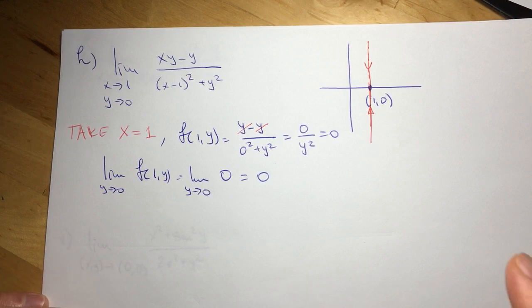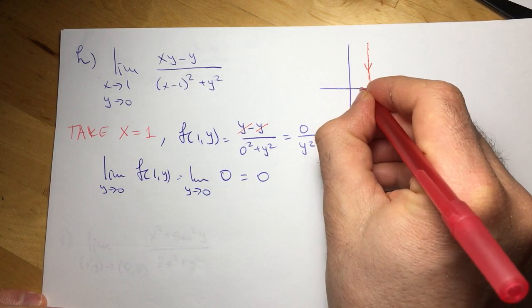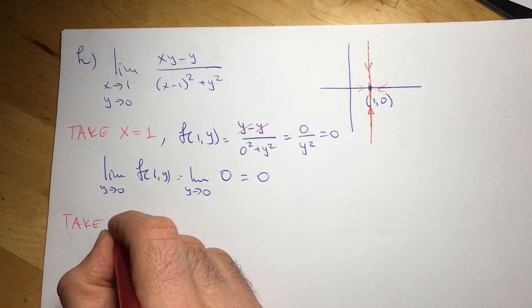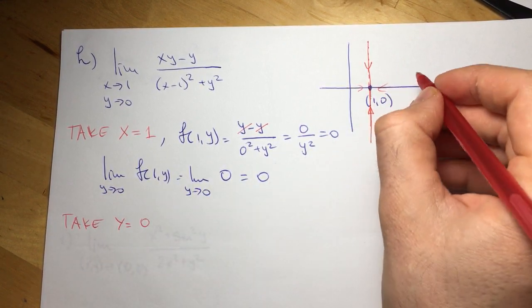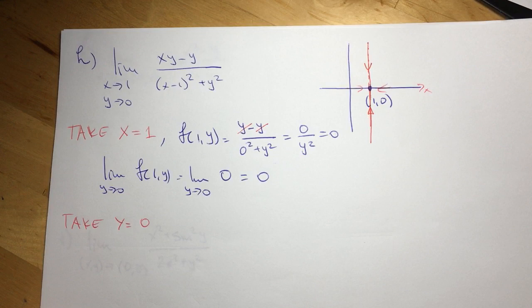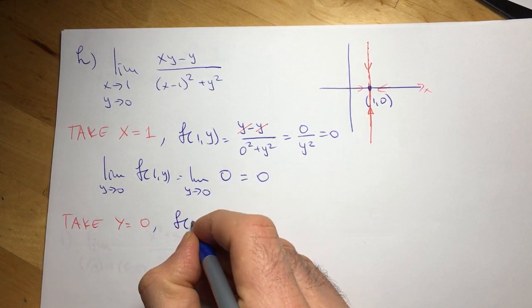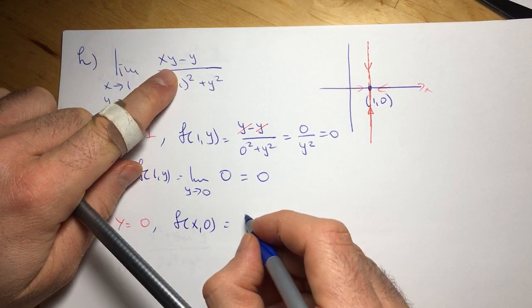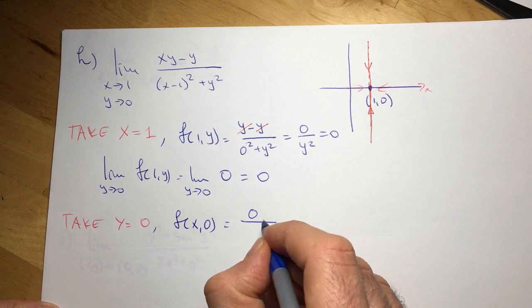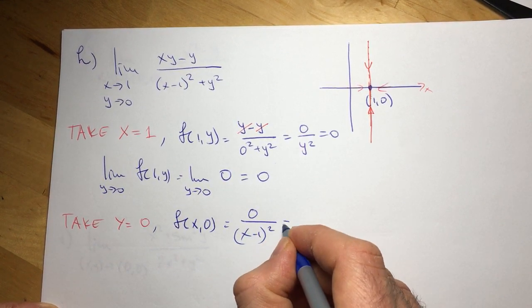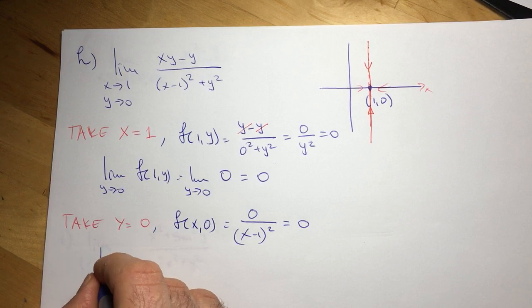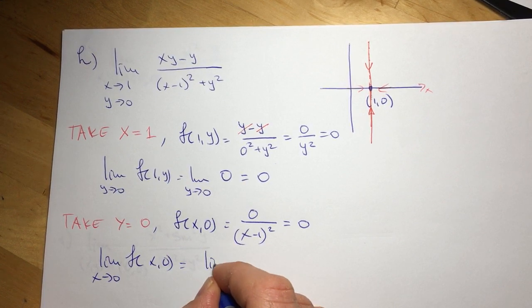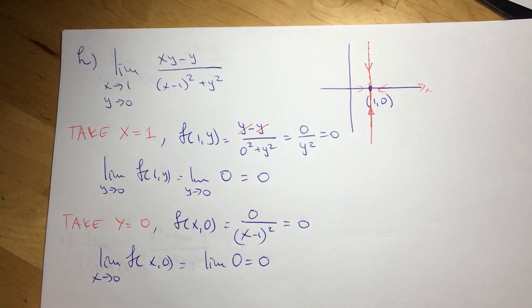Okay? We can approach this point along the x-axis. So take y is equal to 0 along the x-axis. If we take constant y equal to 0, we get x times 0 is 0, minus 0 is 0, over (x minus 1) squared. That's also 0. So the limit of f of (x, 0), as x goes to 1, is equal to the limit of 0, and that's equal to 0.